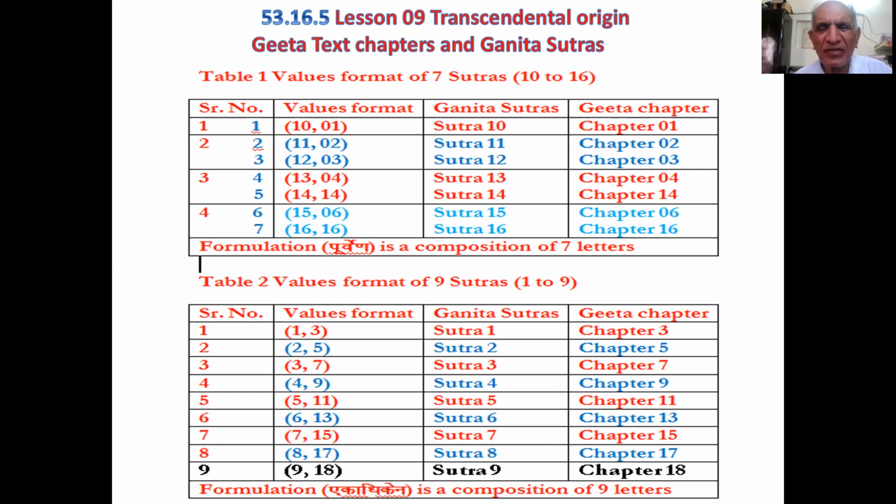And the second part of the table is a coordination of values pair 1 and 3 parallel with one space having 3 geometries range, 2 and 5, 2 spaces having 5 geometries range, and so on. This coordination of 16 sutras with 16 chapters of Srimad Bhagavad Gita brings in focus the remaining two chapters, namely chapter 8 and chapter 10 of the text of Srimad Bhagavad Gita.